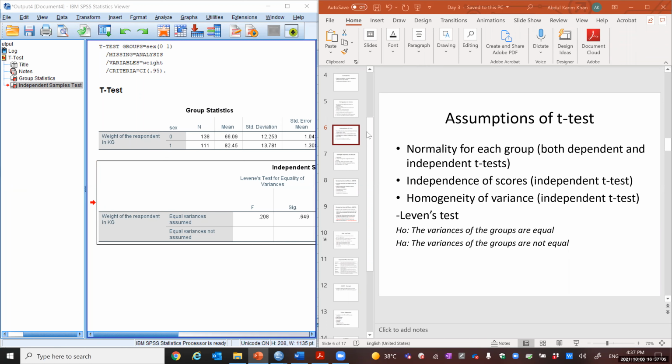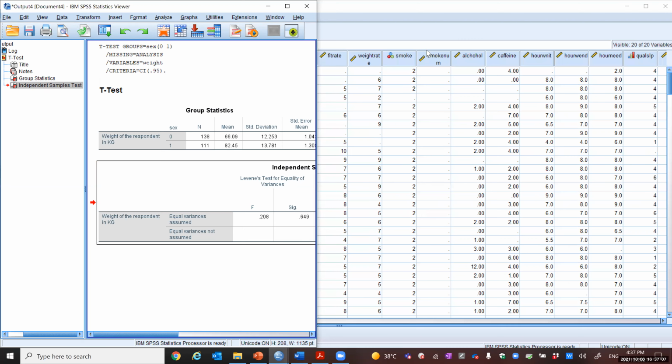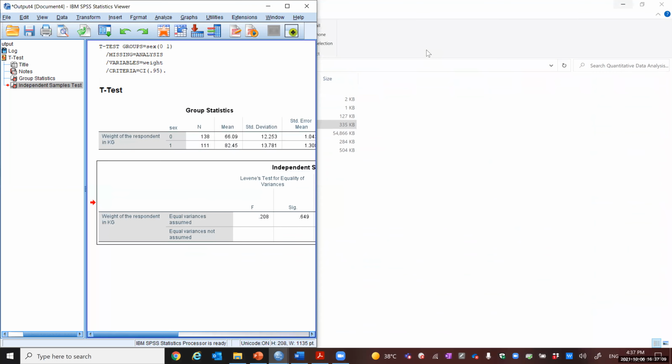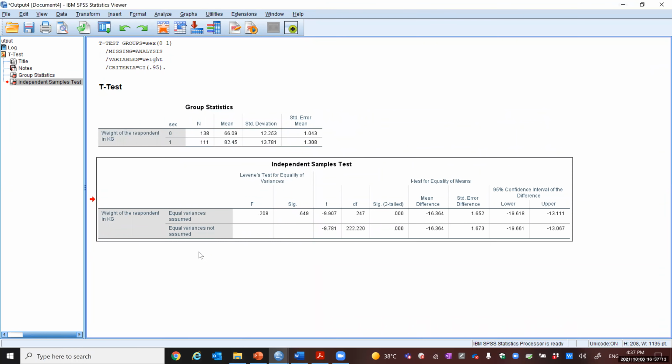Okay, now I'll go back to the output again. Now here you have two rows. The first one is equal variances assumed and the second one is equal variances not assumed. So which row are we going to interpret, the first row or the second row?